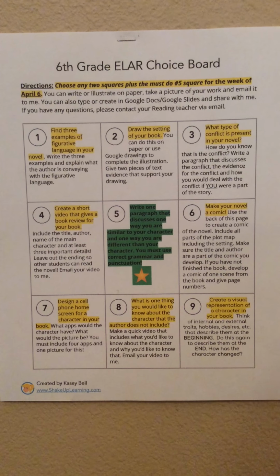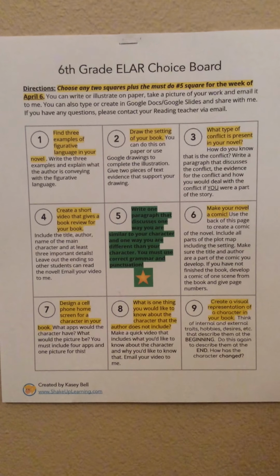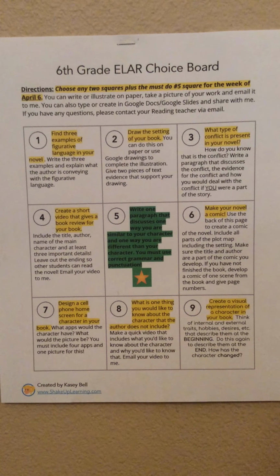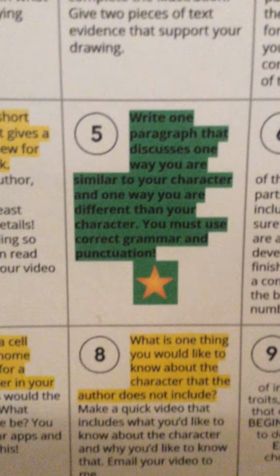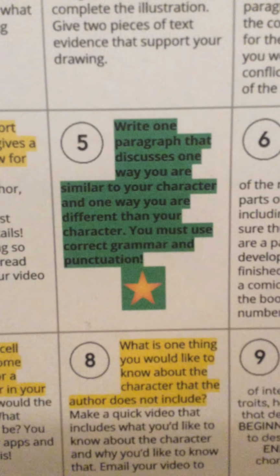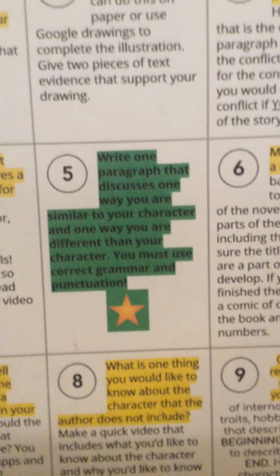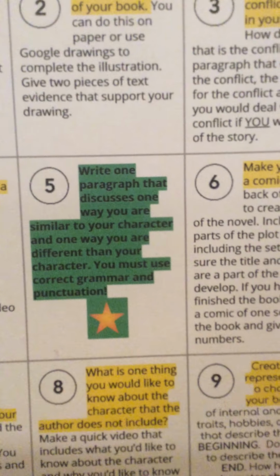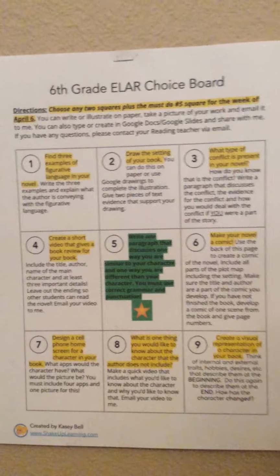This is very, very simple. Most of the things on this choice board you've already done, especially number 5, which is the must-do. So let me zoom in on that. Write one paragraph that discusses one way you are similar to your character and one way you are different than your character. And you must use correct grammar and punctuation. You have already done this before in an assignment for me, so this should not be anything that you are not used to.